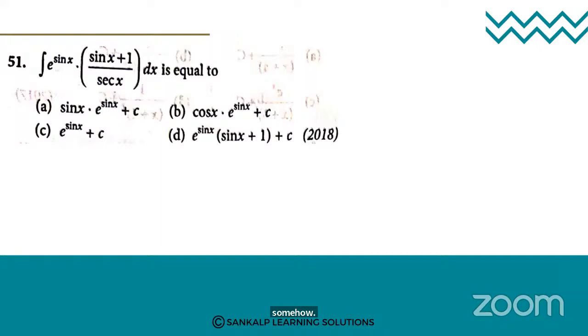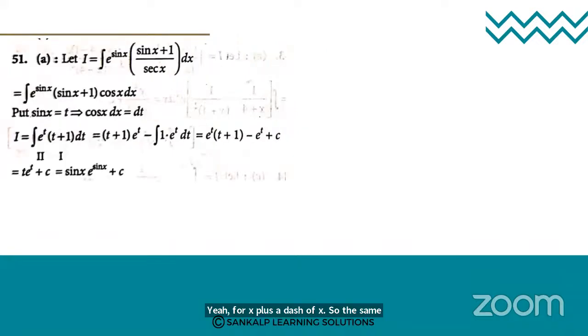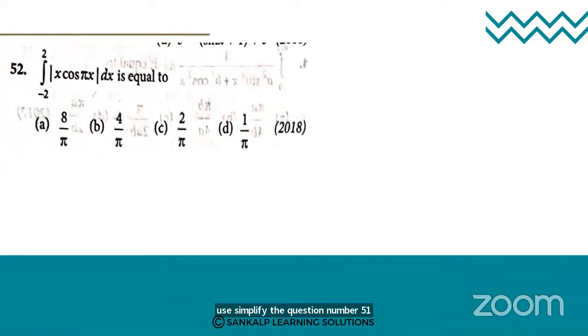Okay, so question number 51. Again, question number 51 is based on the same property, e raised to x into f of x plus f dash of x. So the same property you all use. Simplify question number 51. The answer will be option A. Next, question number 52. Important question also.